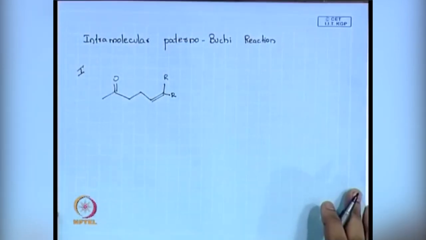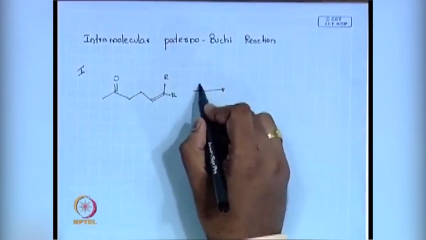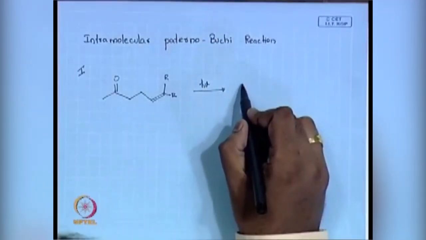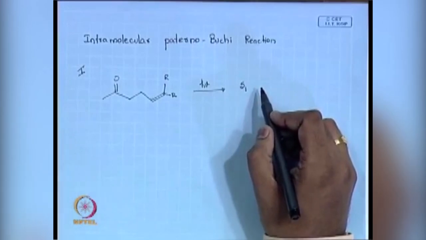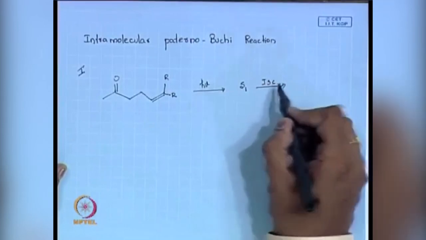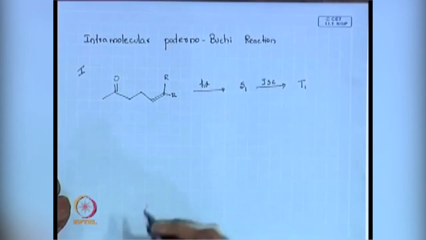We will take a ketone which has an inbuilt alkene. Okay, we have a system like this. Now I photolyze this. So what happens? You know that it goes to S1, that is your first singlet excited state. Since it is an aliphatic ketone, you can see chemistry happening from your singlet, as well as it can undergo an intersystem crossing to give you a triplet, right.